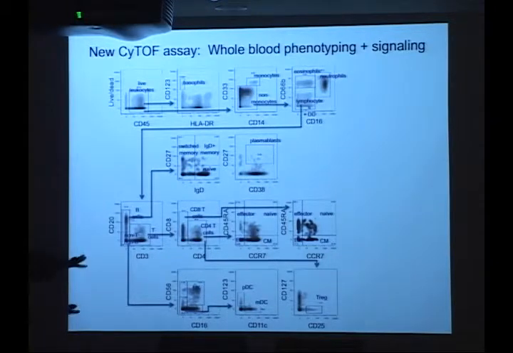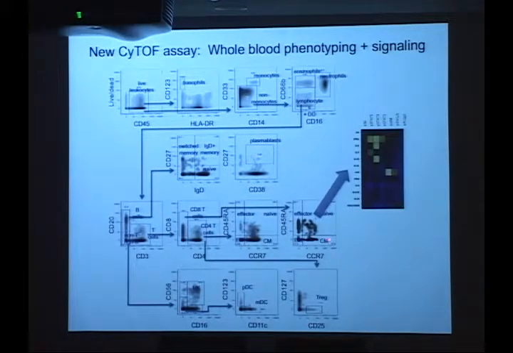So a fairly diverse, not very deep dive, but a fairly diverse categorization of immune cells. And then for any one of those particular gated populations, we can read out a matrix of different stimuli and different phosphorylation nodes, which we've now expanded beyond the cytokine stimuli. We're doing things like CD3, CD28, and LPS to look at some of the TLR signaling pathways.